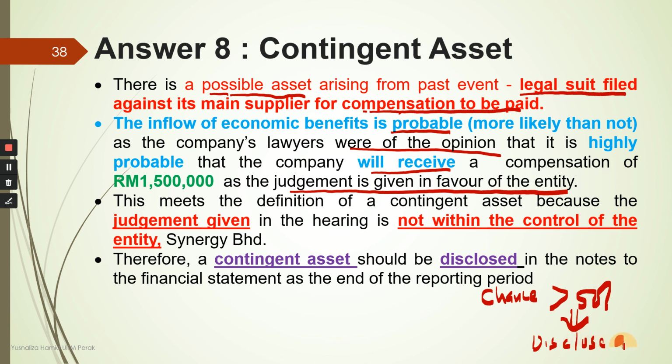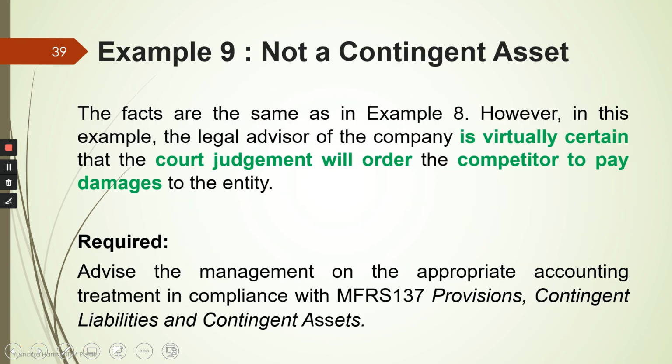So disclose a contingent asset. Why? Because that is not within the control of the entity. So therefore, a contingent asset should be disclosed. Where? In the notes to the accounts at the end of the reporting period.